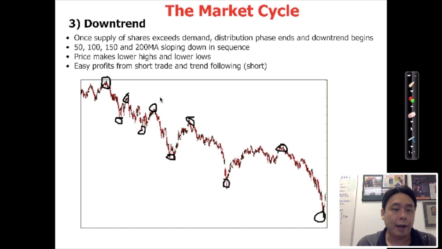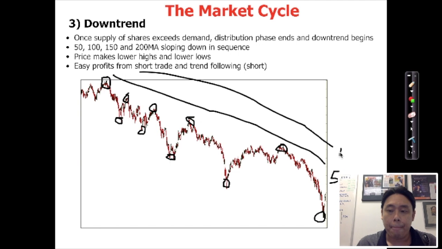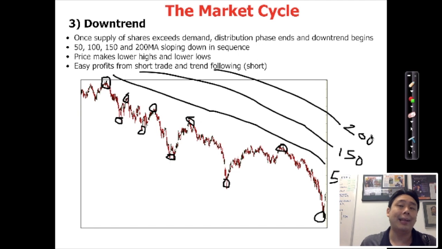On a downtrend, you find that the price is usually below the moving averages, below the 50, and the 50 is usually below the 150, and the 150 is usually below the 200 moving average. The moving averages are all sloping down in sequence. Again, this is a time when it's really easy to make money when you're taking short trades or doing trend following to the downside, and if you're going long, you're going to lose money easily.